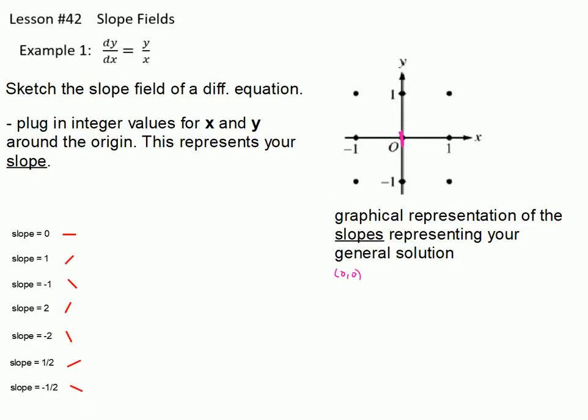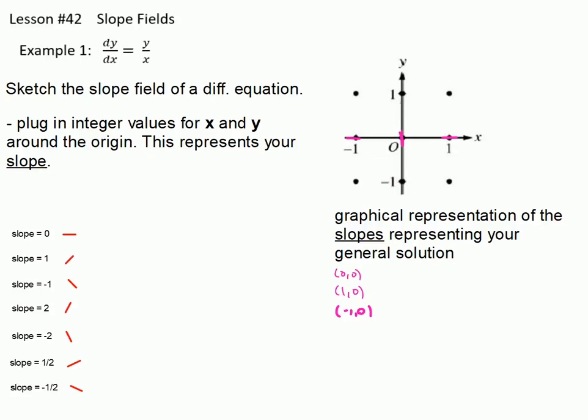Now I'm going to do some other points on here. So let's go with this one, (1, 0). Okay, if I plug in (1, 0) into this function, 0 over 1 is what I would get, which is really just going to give me 0. So what does that look like? Well, a slope of 0 looks like that. Horizontal, right? And what if I were to plug in (-1, 0), right? Well, that's going to be 0 over negative 1, also a slope of 0.